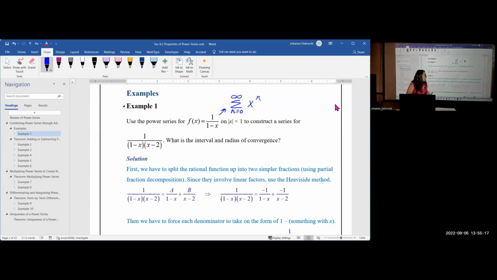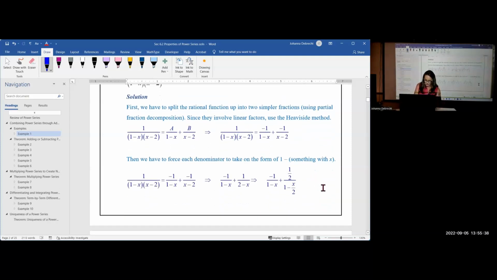The second one, however, is not okay. I can reverse the order of the x minus 2 and write it as 2 minus x, and that would cancel the negative in the numerator, but that's a 2, not a 1. And I'm going to have to deal with that somehow. So again, what we're doing here is we're forcing the denominators to take on the form of 1 minus something with x.